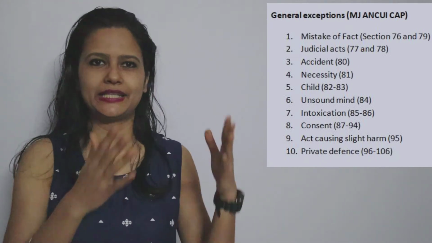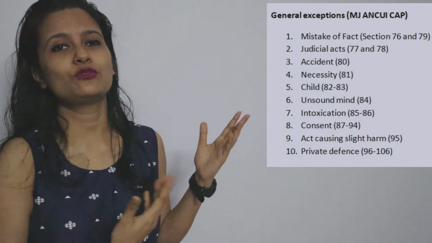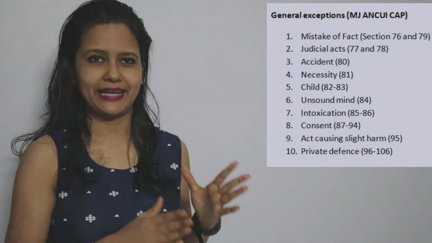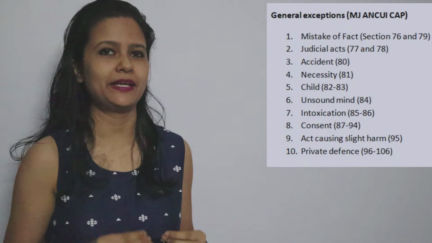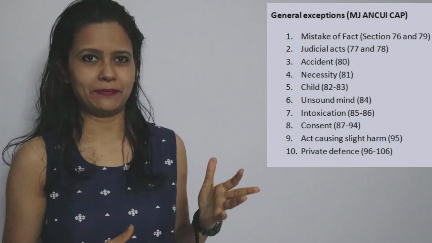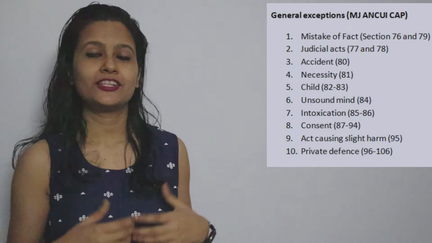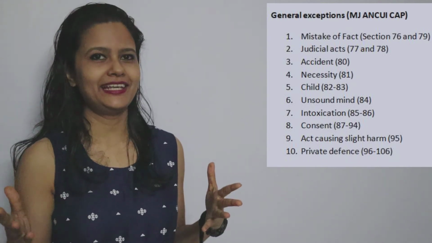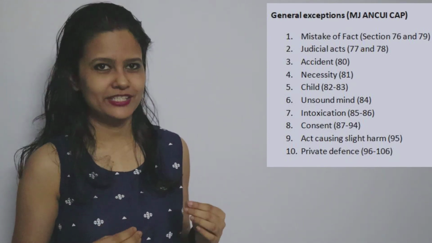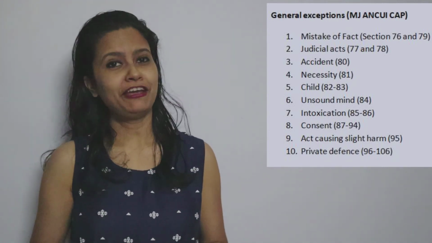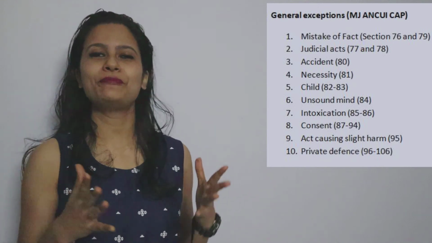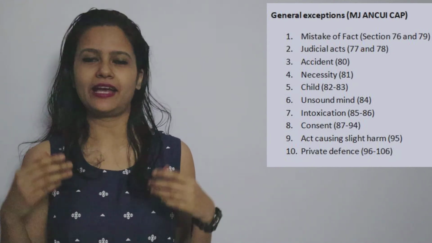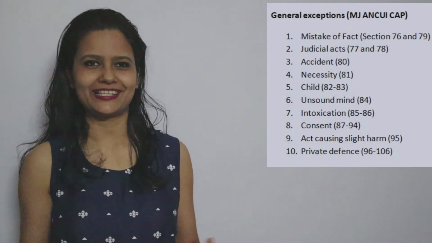It's very simple, right? Rather than remembering all those 10 different exceptions, it's way more easier to remember this Michael's action and CUI cap. Now if you can remember this Michael's action and CUI cap, you will be able to guess all of these general exceptions, as in M for mistake of fact, J for judicial act, A for accident, N for necessity, C for child, U for unsound mind, I for intoxication, C for contempt, A for act causing slight harm, and P for private defense. So it's very simple, right? MJ and CUI cap, Michael's action and CUI cap, and we'll have all the general exceptions ready for us.